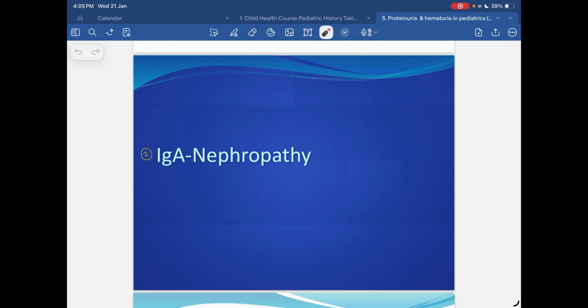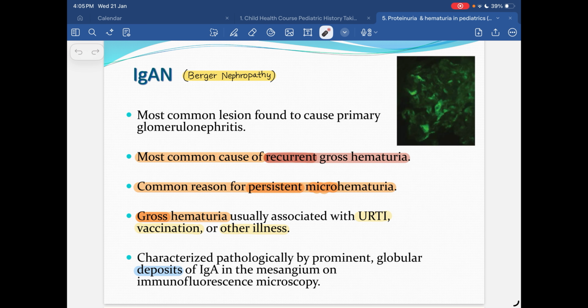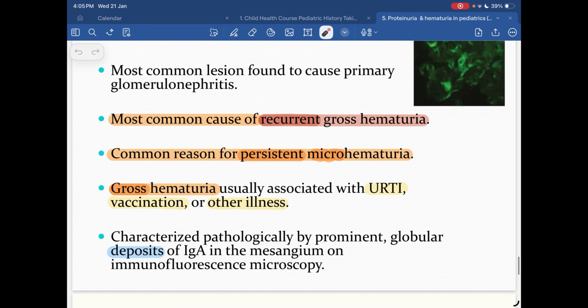بس ساعتي بنعيد. So, IgA nephropathy. So IgA nephropathy is known as Berger nephropathy. It is the most common lesion found to cause primary glomerulonephritis. It is the most common cause of recurrent gross hematuria. And it is a common reason for persistent microhematuria. So it is very common. ما بيكون غريب لو قلنا إنه فينا يعني كثير من الناس هنا they live with IgA nephropathy and they don't even know. Gross hematuria, however, is usually associated with an upper respiratory tract infection, vaccination, or other illnesses.